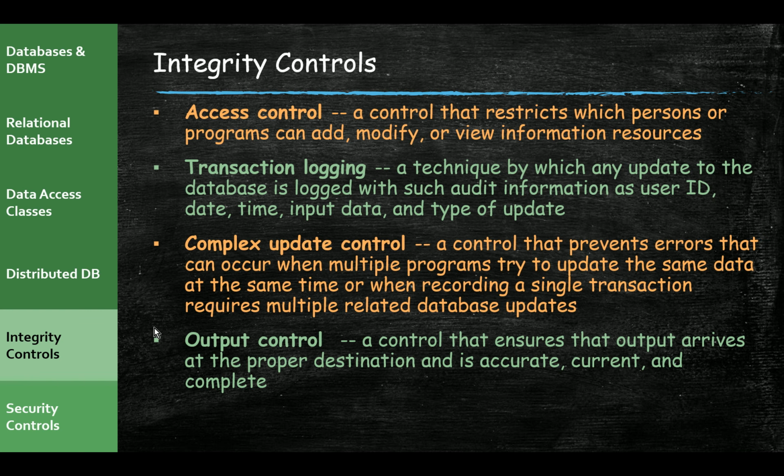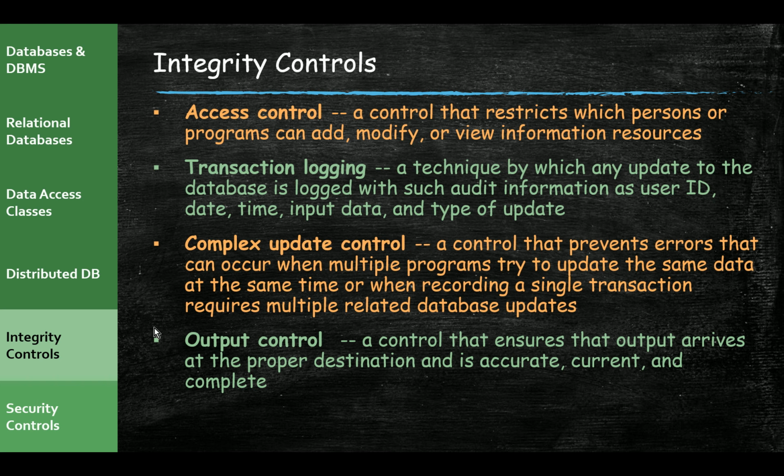Output control is a control that ensures that output arrives at the proper destination and is accurate, current, and complete. Sounds simple, but again, most database engines do this inherently, at least the part about being accurate, current, and complete. But again, there are ways that you can work around that for performance reasons. So it's important to know how accurate the output has to be.